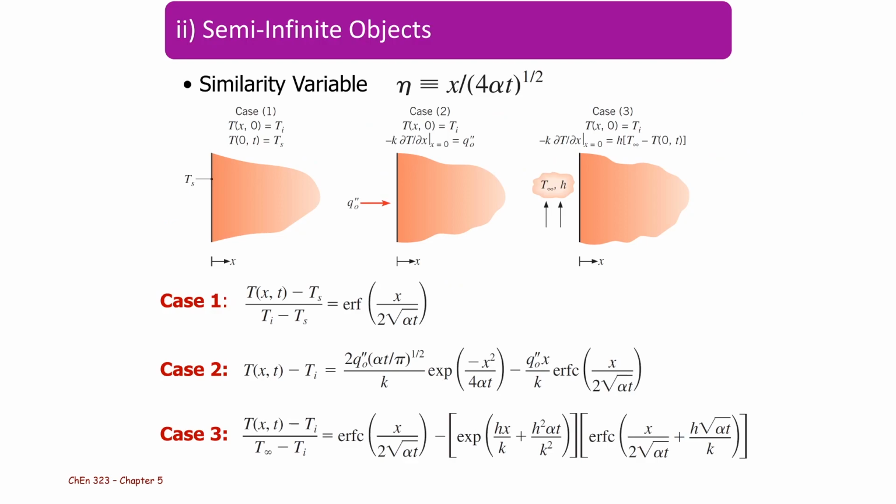And if you have semi-infinite objects, we have 3 cases. We just talked about these today: constant surface temperature, constant heat flux, and convection boundary condition. And the solutions for all 3 cases are given here.